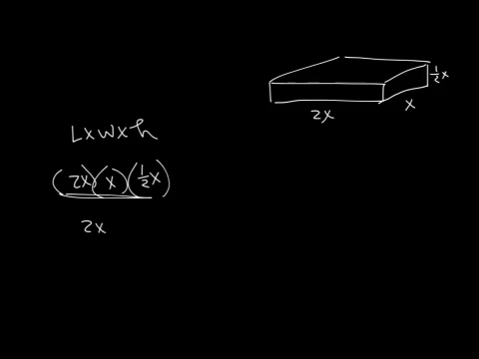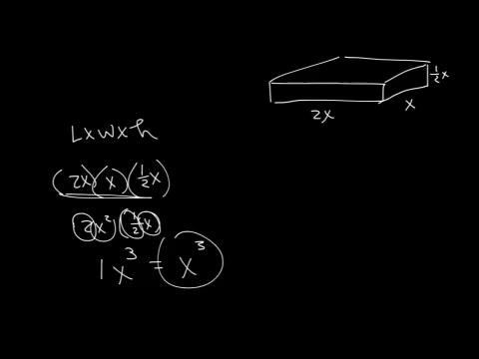So we get 2x squared times 1/2 x. And what is half of 2? 1. What's x squared times x? X cubed. So we can take that 1 away, and our volume for that figure is x cubed. So you could leave it this way, or you could keep going and write it that way. And that's it for lesson 4.3.